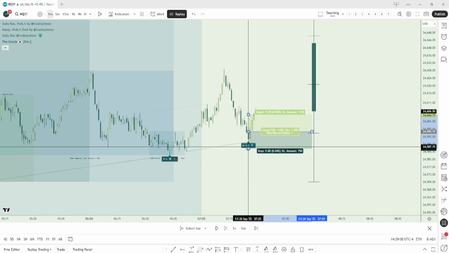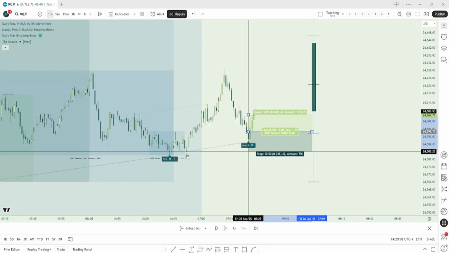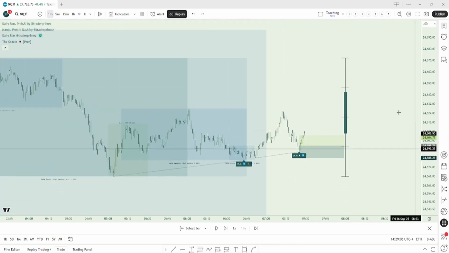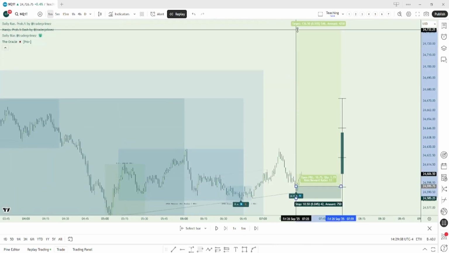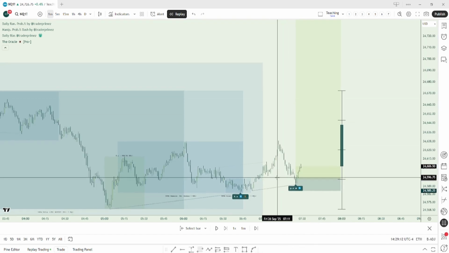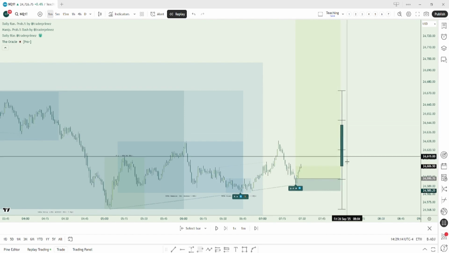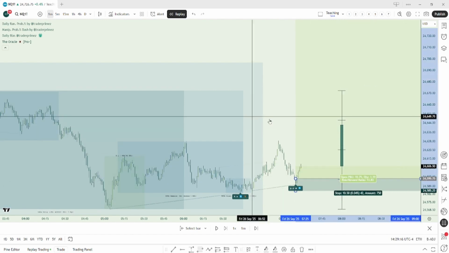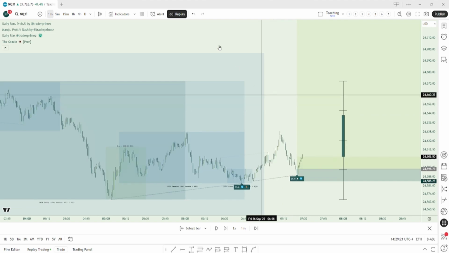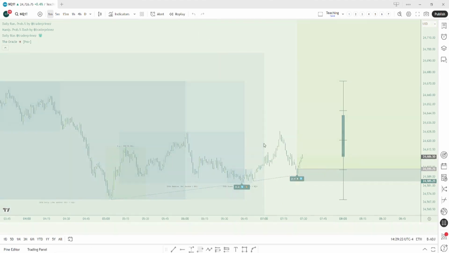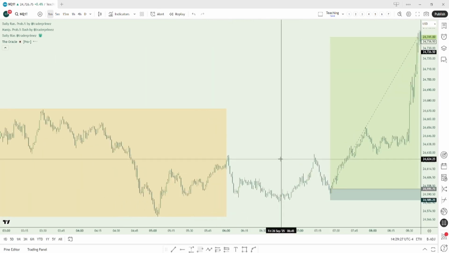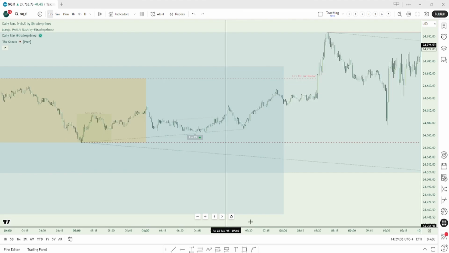This is where I entered, on a change in state of delivery. And since we were consolidating so hard from yesterday, I did not take profits, because what we do after we consolidate, we expand, right? Consolidation, expansion. What we don't do after consolidation, we don't reverse and we don't retrace. So once we started breaking out of consolidations, I automatically anticipated that we are going to expand higher.